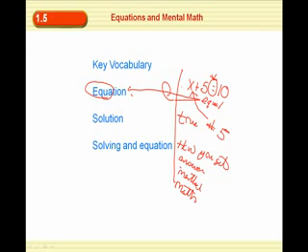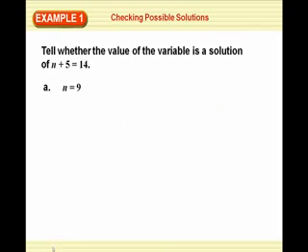Let's go to the first example and see what we got happening right here. Checking possible solutions. Tell whether the value of the variable is a solution of n plus 5 equals 14. So for n we're going to put in a 9. So 9 plus 5 is 14. Is it? If it is, you say yes, it's a solution. If it's not, you say no. So in that case, yes, a 9 is a solution to that equation.